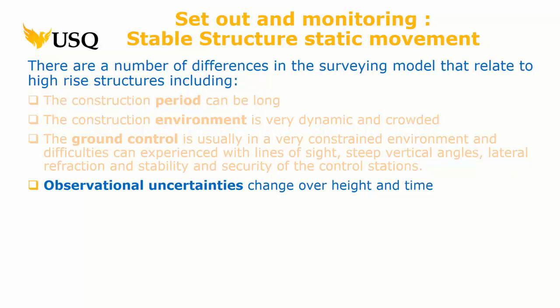So you will know from modules 1 and 2 and other work you've done in the course that observational uncertainties change over height and time, right? So particularly we're interested in height at this particular point. Now most surveyors are not used to very steep angles. They tend to go, I'm reading at 10 degrees, that's steep. We're talking about sometimes an elevation of 80 degrees.